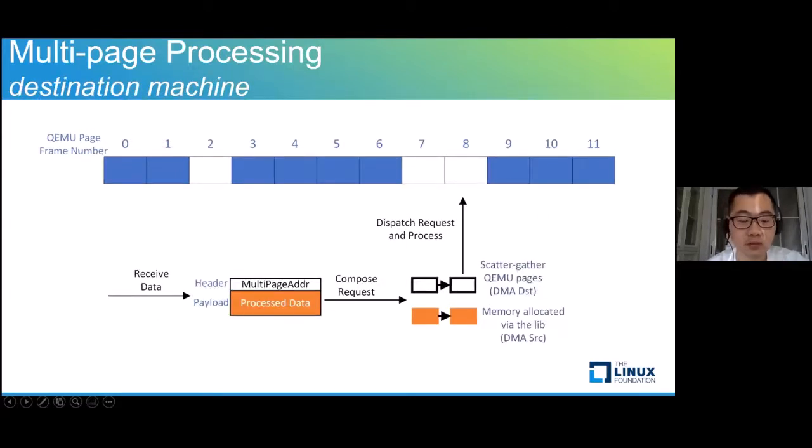On the destination side, when the data is received, it knows that there is a multi-page header and the payload is the compressed data. Then the migration thread on the destination side will compose the request. For the DMA buffer, the destination side address is calculated by the multi-page header, which tells where the QEMU page that should hold those decompressed data is. So the device reads data from the compressed data and does decompression, and then writes those data to the destination side, the QEMU memory.